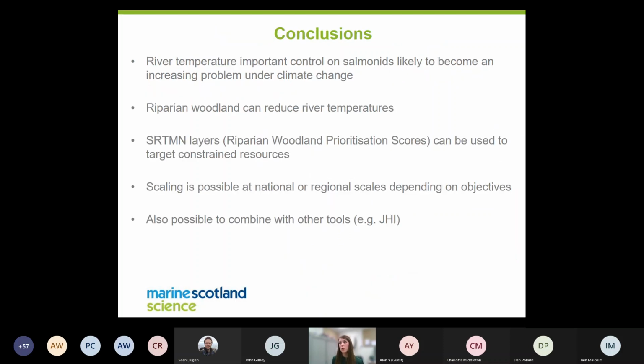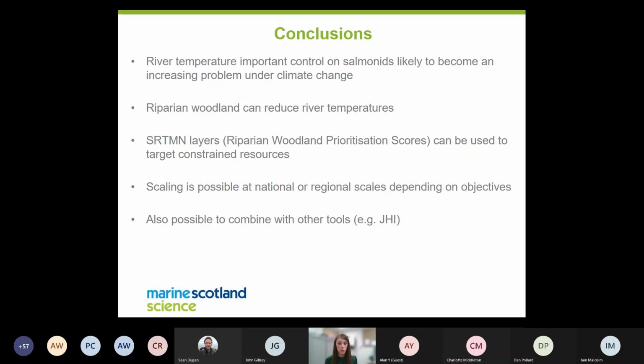So to conclude, we know that river temperature is important for salmonids, and we expect that it will become an increasing problem under climate change. We know that riparian woodland can reduce river temperatures, and we have these tools available that can be used to target constrained resources in terms of management action. We can scale these at national and regional scales, depending on your objectives. And it's also possible to combine these with other tools.